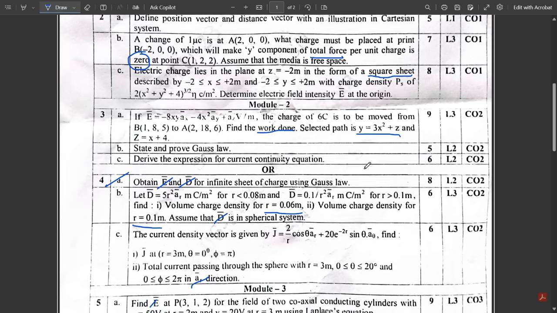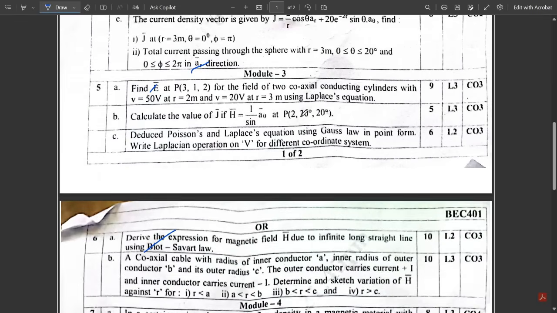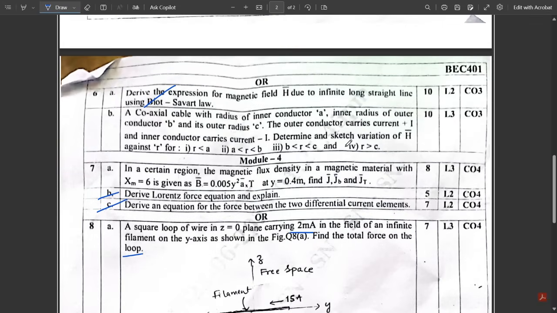Okay, and module 4 as well. Here, Poisson's and Laplace equation was a direct question. Then this is also a very simple and direct question. If you know the relation J is equal to mu times H in spherical coordinate system, if you write this, you would be easily getting marks here. Okay, so passing this subject is not a big issue.